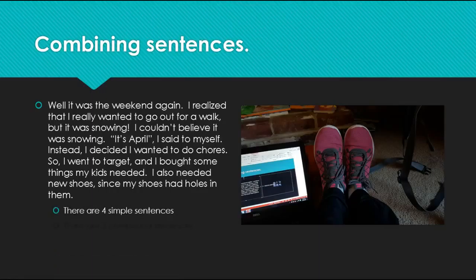In this, there are 4 simple sentences. Can you see them? Well, it was the weekend again. I realized that I really wanted to go out for a walk, but it was snowing. We have the word but there. Fanboys. That is not a simple sentence. I couldn't believe it was snowing. Simple sentence. It's April, I said to myself. Simple sentence. Instead, I wanted to do chores. Simple sentence. So I went to Target and I bought some things my kids needed. There's that fanboys again, the word and. That's a compound sentence. I also needed new shoes since my shoes had holes in them.